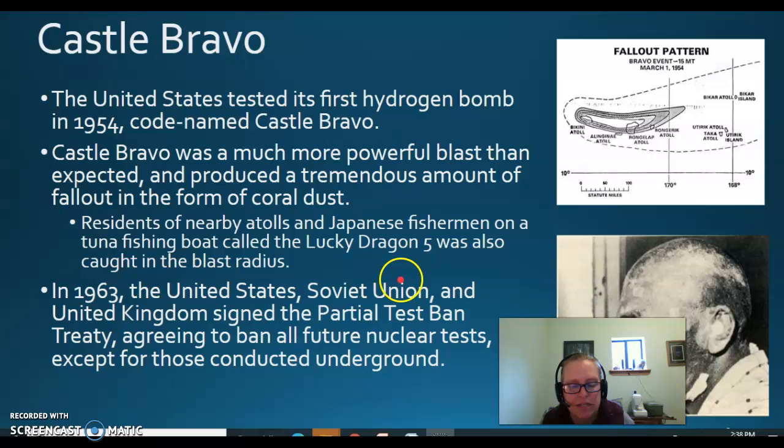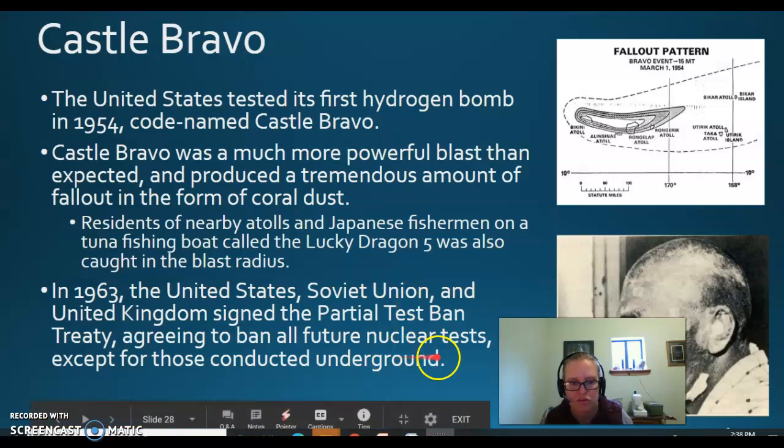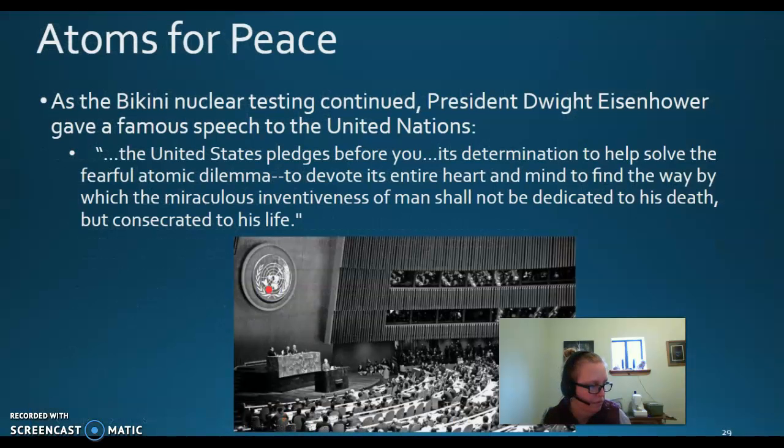So in 1963, the United States, Soviet Union, and UK signed a partial test ban, agreeing to ban all future nuclear tests except for those conducted underground. So pretty soon, this whole program was going to move underground. So we're on to 38.